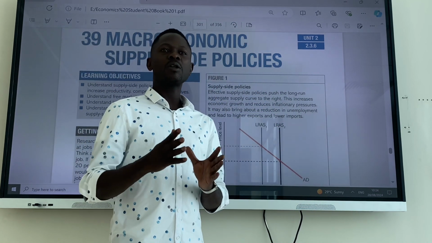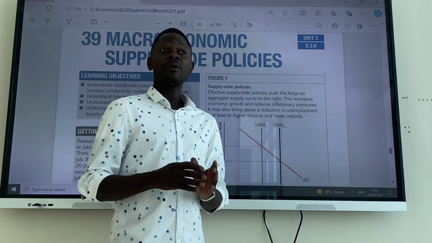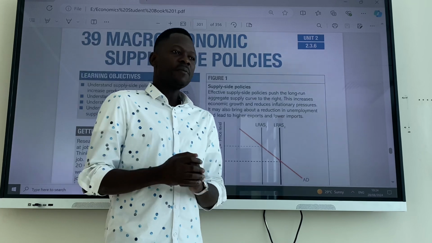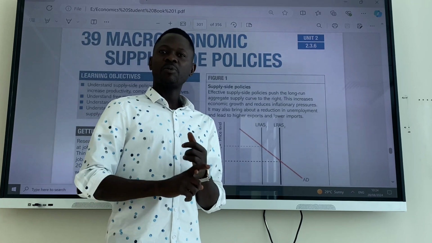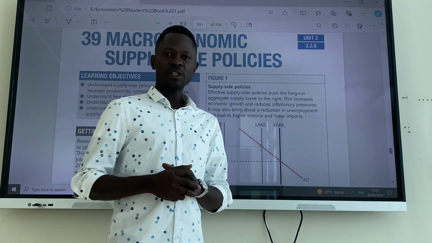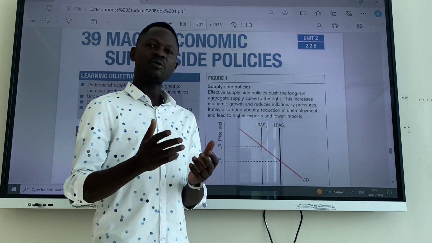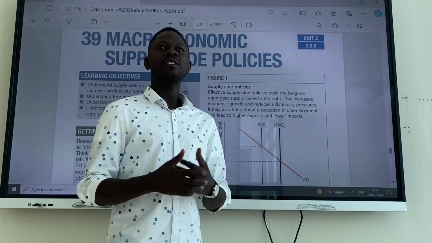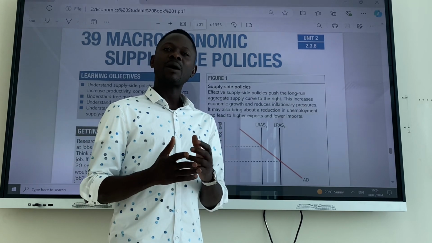And when we talk about macroeconomic policy or supply side policy, macroeconomic policies are tied to the macroeconomic objectives of government itself. It means that government wants to ensure that unemployment is reduced as much as possible, that inflation is reduced to the minimum, that there's economic growth, and that the GDP of an economy is improving. So these are government macroeconomic objectives.